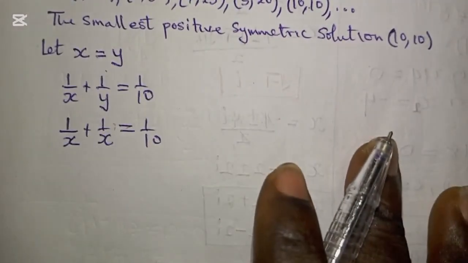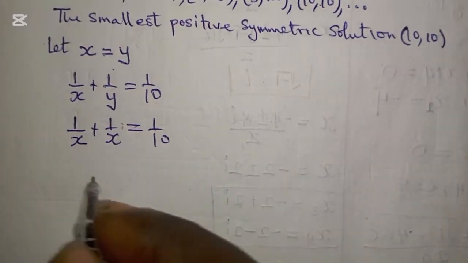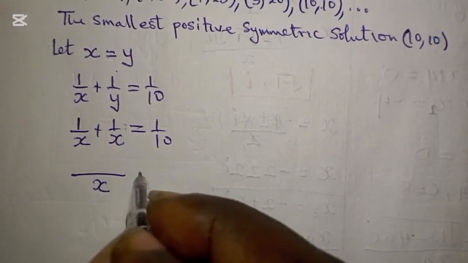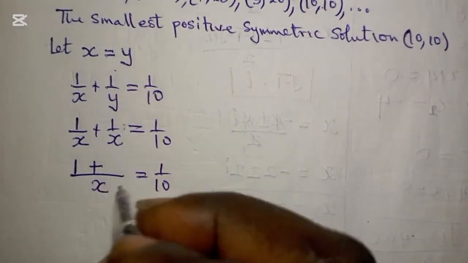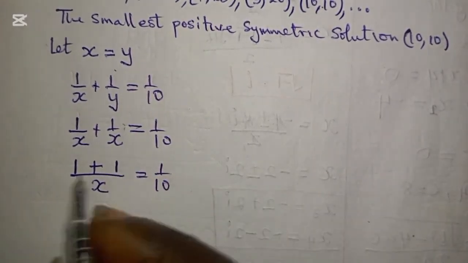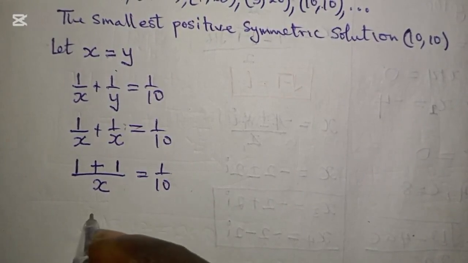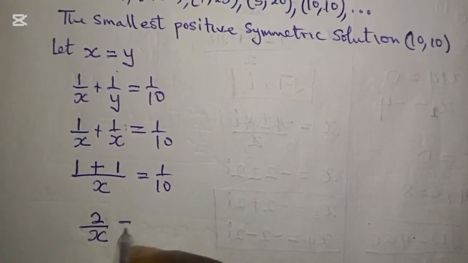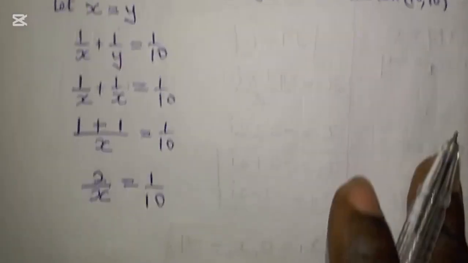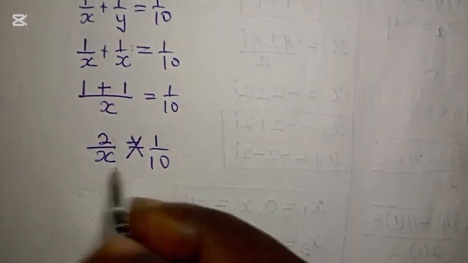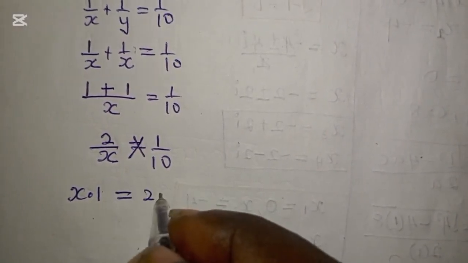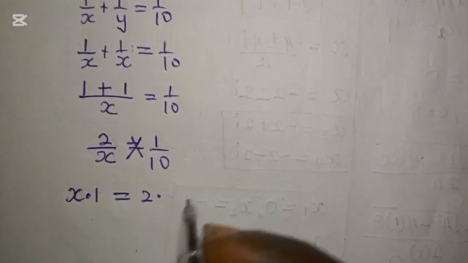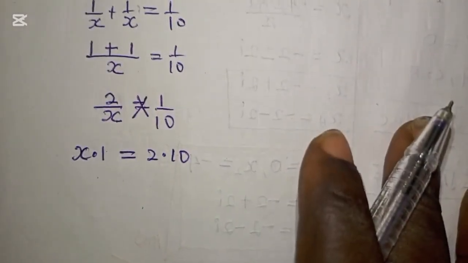So if we find the LCM now, x divided by x, that's 1, plus x divided by x, that's also 1. So we now have 1 plus 1, that gives us 2 over x, which is equal to 1 over 10. So from here, if we cross multiply, x times 1 is equal to 2 times 10.